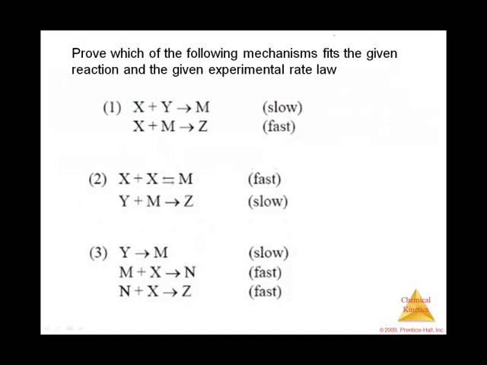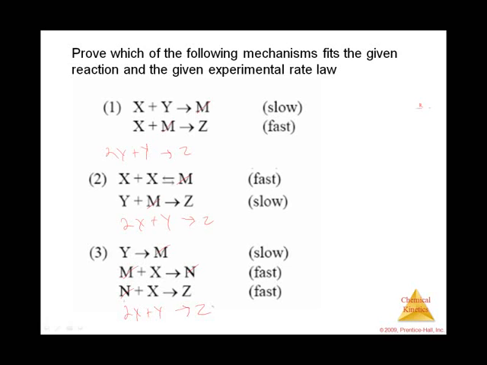Alright, so here's one where we have to prove which of the following mechanisms fits the given reaction and experimental rate law. So we're given some reaction, we're given some rate law, and we're going to compare these three and see which one matches. So let's just see what's happening with the overall stoich in each of these and see if any of them are different that might help us eliminate something. So I can eliminate this M, so I have 2X plus Y gives me Z. Here I eliminate M, I get 2X plus Y gives me Z. Here I have N and M being canceled, and I have 2X plus Y gives me Z.